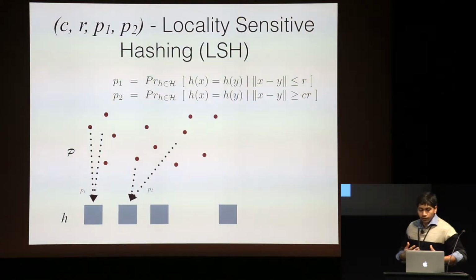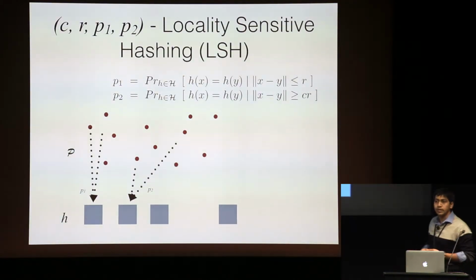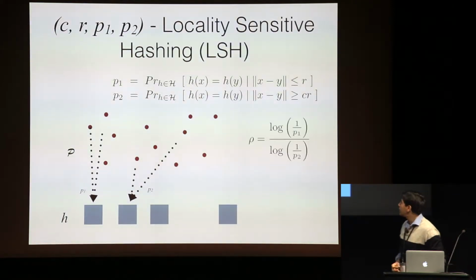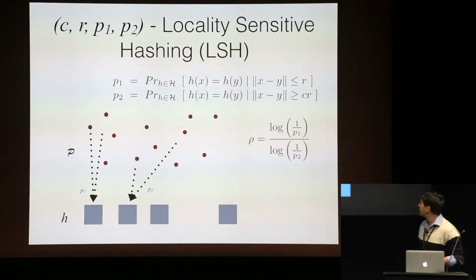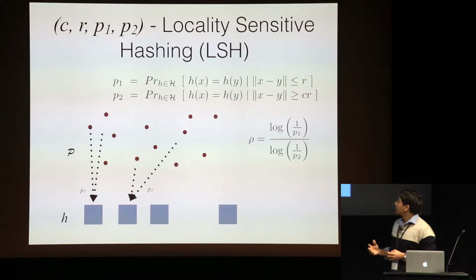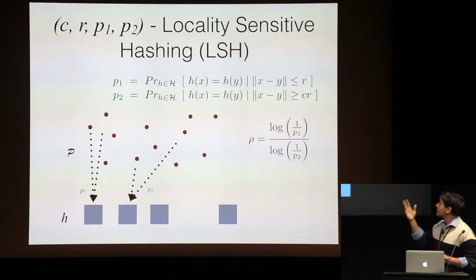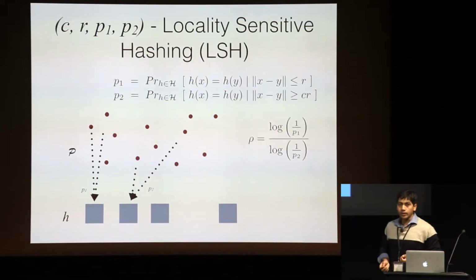The goal for this LSH family is to construct hash functions such that there is maximum separation between P1 and P2. This separation is captured by a quantity known as the LSH constant, rho, which is the ratio between the logs of 1 over P1 and 1 over P2. For any non-trivial family of LSH functions, since we want P1 to be much larger than P2, rho is always less than 1.